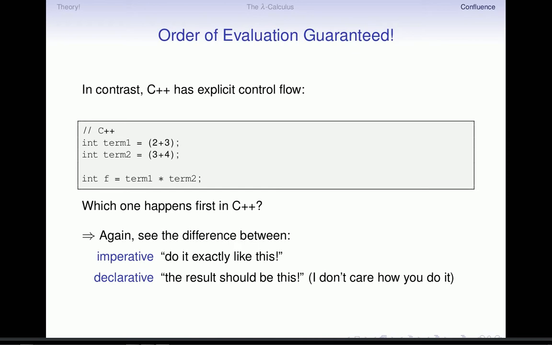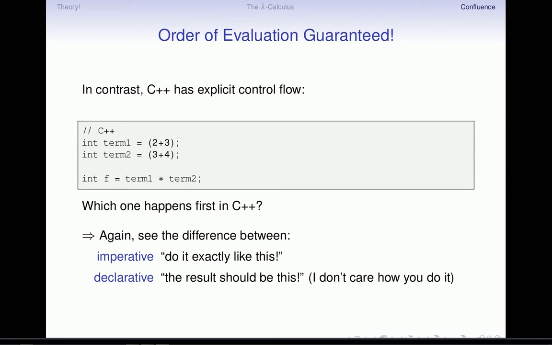In contrast, C++ does have explicit control flow. In C++, if you write int term1 is 2 plus 3 and int term2 is 3 plus 4, and finally compute the result f of term 1 times term 2, what happens in C++? Essentially, term 1 is evaluated first, then term 2, and finally f.